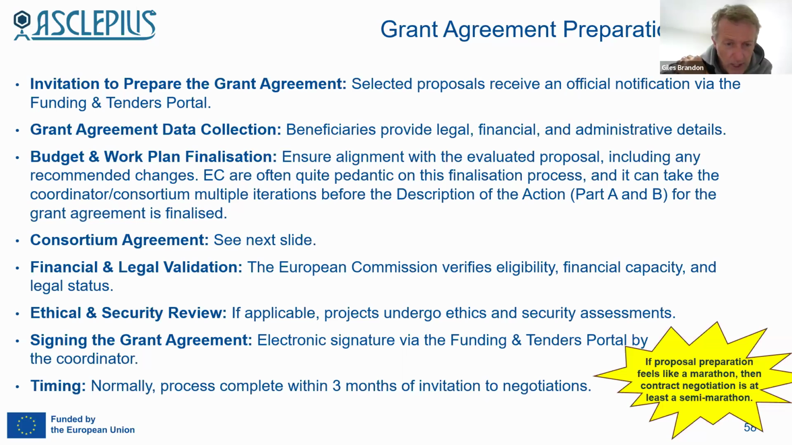Once you've been through all that, and part A and part B are properly aligned, you'll go for signing of the grant agreement. There's an electronic signature done through the Funding and Tenders Portal, by the coordinator, and by the Commission. The partners then need to electronically sign to accede to the grant agreement. This whole process can easily take 3 months. Sometimes it takes longer.